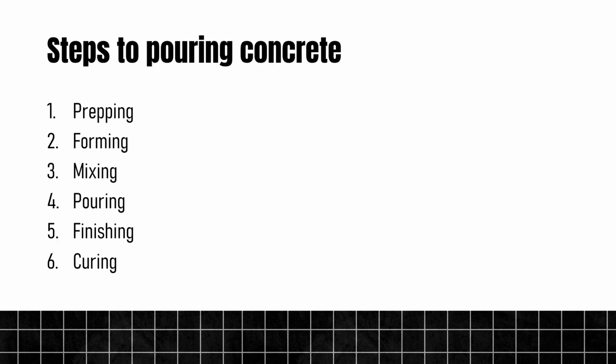There are 6 steps to pouring concrete. Step 1, prepping for the pour. Step 2, forming. Step 3, mixing the concrete. Step 4, pouring the concrete. Step 5, finishing. And Step 6, curing.